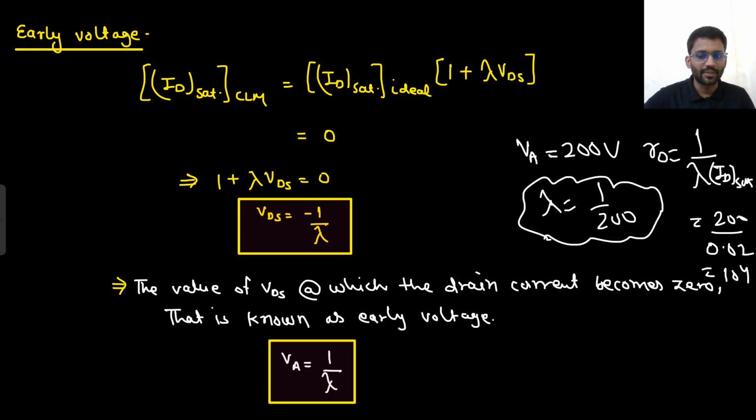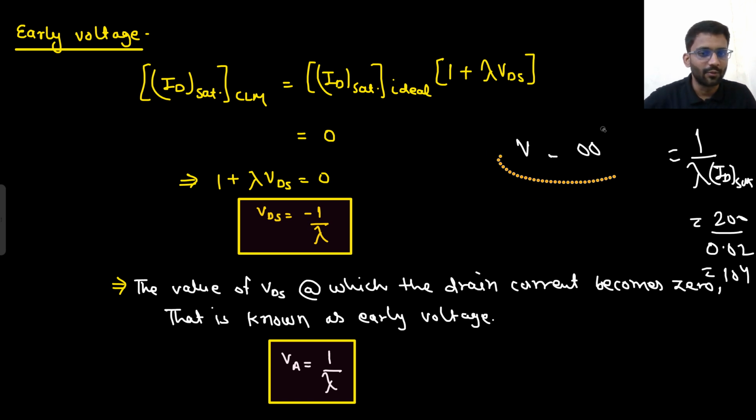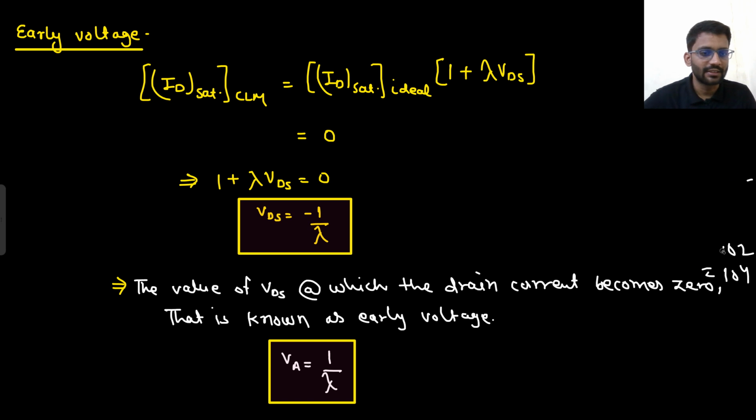So in the question it will sometimes be used. They can give you the early voltage, say some 200 volts, and from there you can find the value of lambda, and from there the value of R naught. So in questions it can be used. That's why I told you here. So what is early voltage? The negative value of VDS at which the drain current becomes 0 when channel length modulation is present. Well and good, that is early voltage.